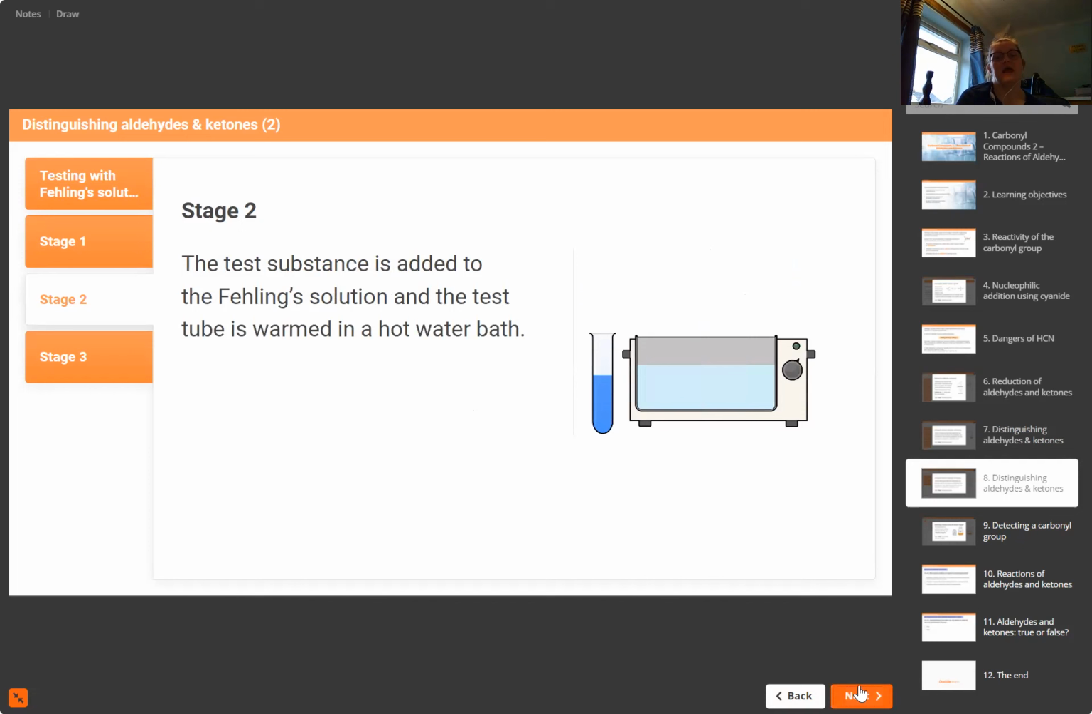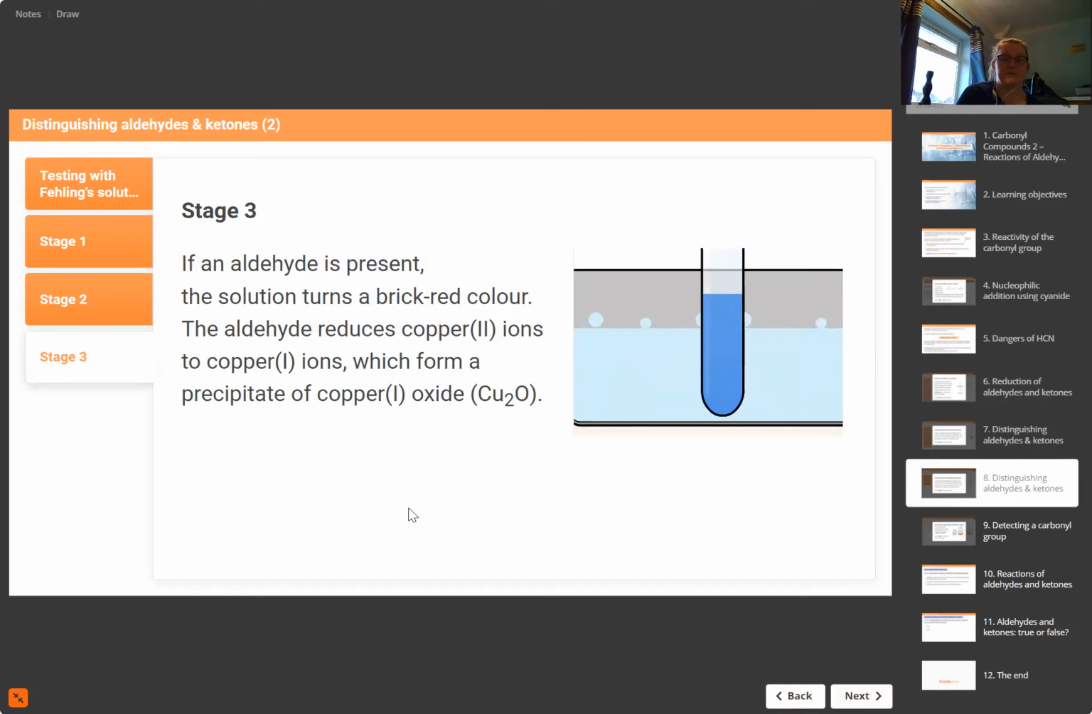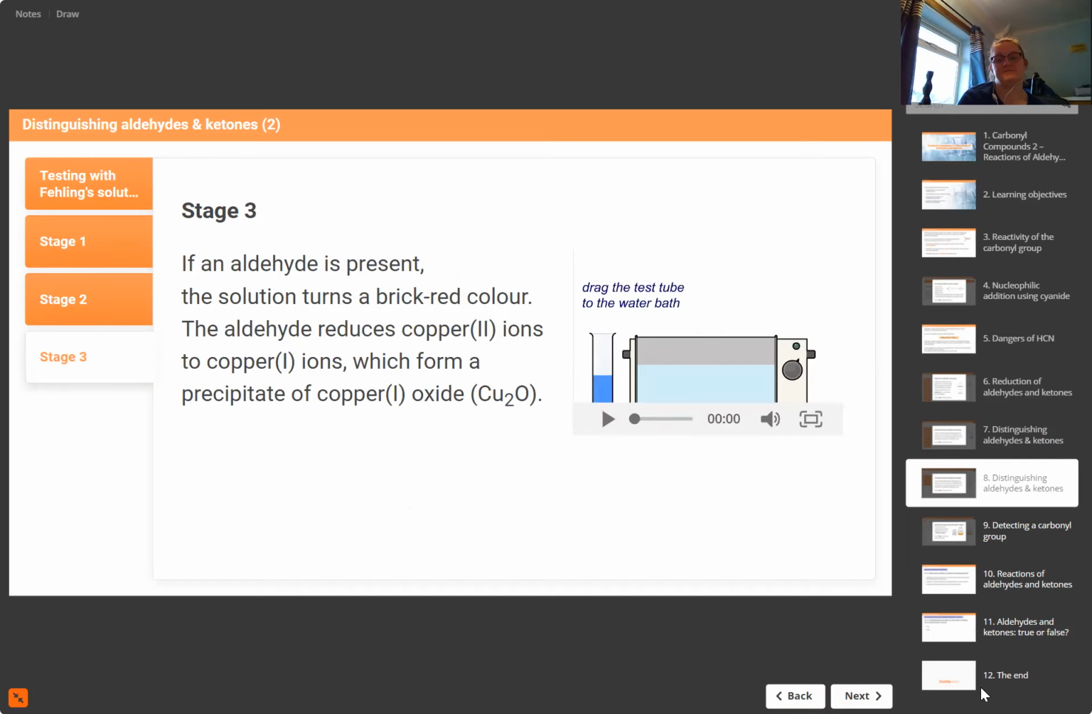Once it's been warmed in a hot water bath, if an aldehyde is present, the solution will turn a brick red colour. And that's because the aldehyde reduces those copper-2 ions to copper-1 ions, which form a precipitate of copper-1 oxide, which has that brick red colour.